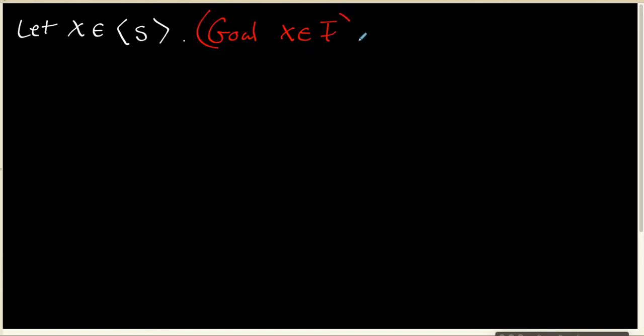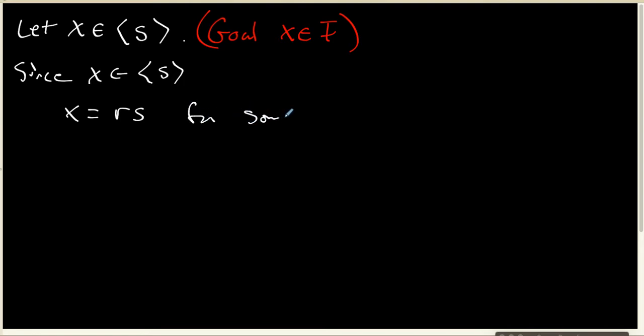So at this point, what I'm going to do is I'm going to let X be any element inside the principal ideal generated by S. Our goal is to show that X is inside the ideal I. That's what we need to show. Well, since X is inside the principal ideal generated by S, we know that X can be written as R times S for some R inside the ring of integers.